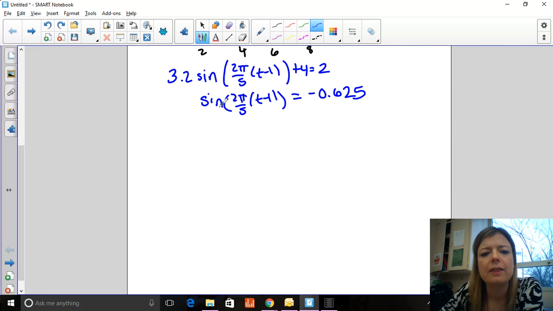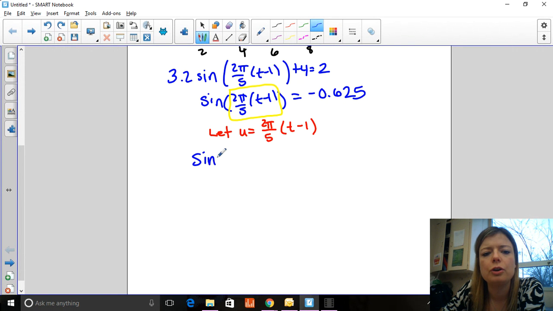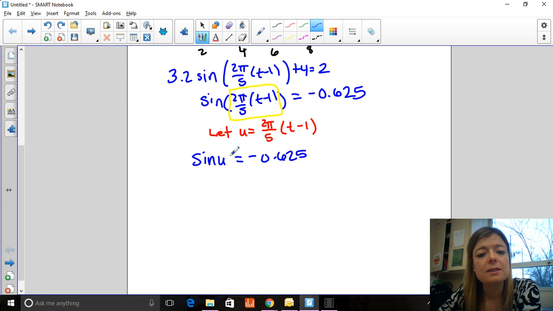So now I have to let this guy in the middle here be the argument. I can't actually divide that out or do anything fun with that. I have to say let u be equal to 2 pi over 5 (t minus 1). Okay, and now I'm going to be solving sine u equals minus 0.625. So I'm going to solve for u, get my answers for u, and then convert them back into forms of t by setting them equal to this. Okay, but for now I'm just looking at sine u.